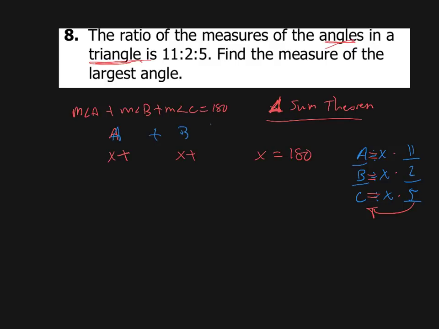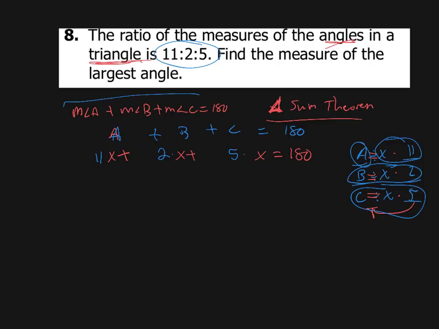So if A plus B plus C equals 180, instead of writing A, I write 11x. Instead of writing B, I write 2 times x. Instead of writing angle C, I write 5 times x. So essentially, I'm just taking these and multiplying them all by x and adding them together to set it equal to 180. Why? Because that's what the triangle sum theorem says works all the time. So I combine like terms, and I get 18x equals 180.